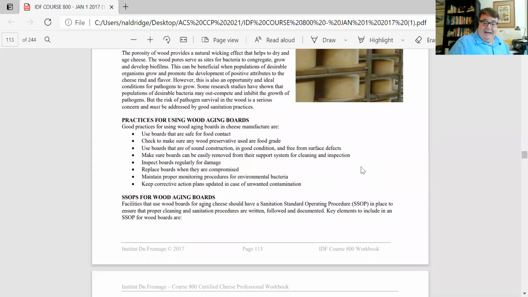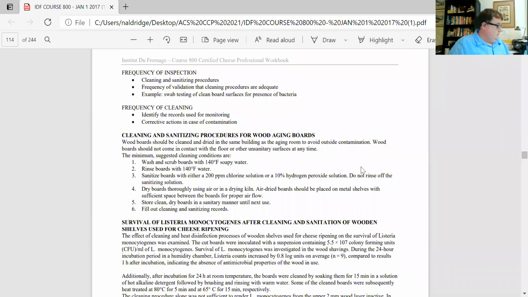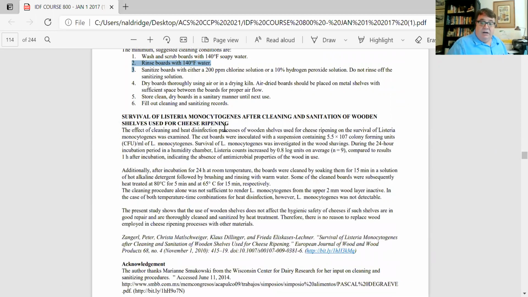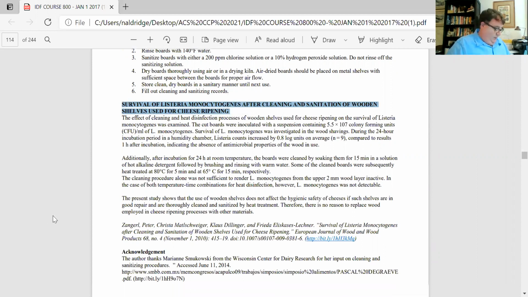All righty, now to page 114. Frequency of inspection. I've got more along the lines here: cleaning and sanitizing procedure for wood aging boards. Again, you've got your steps. Know your steps here, 1 through 6. Okay. Survival of listeria after cleaning and sanitation of wood shelves, I'd read through that and know about that. All righty, now we're moving on to page 115.